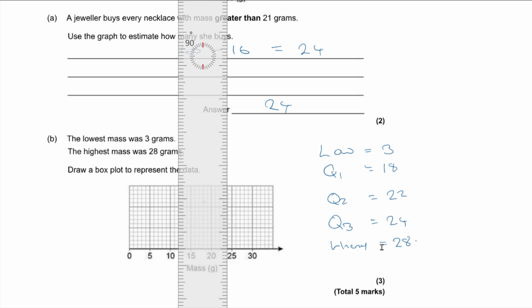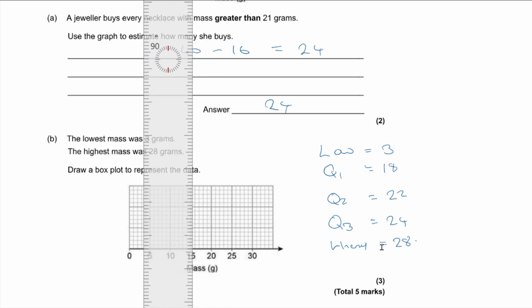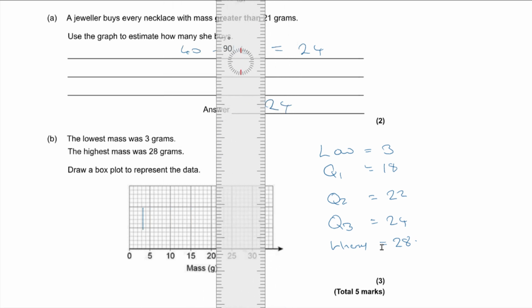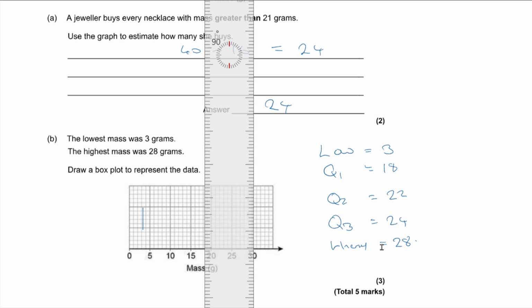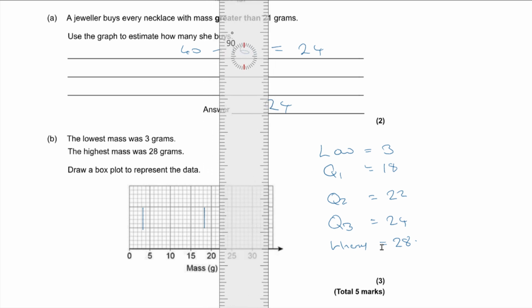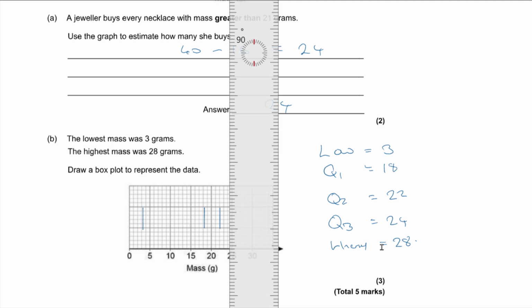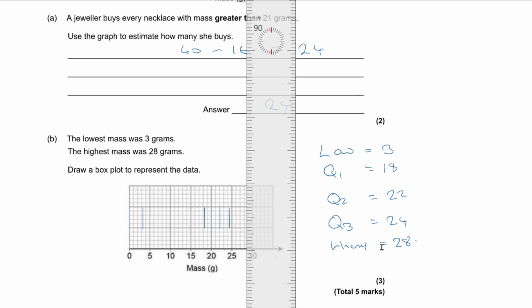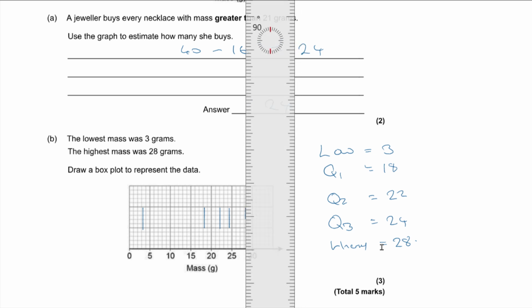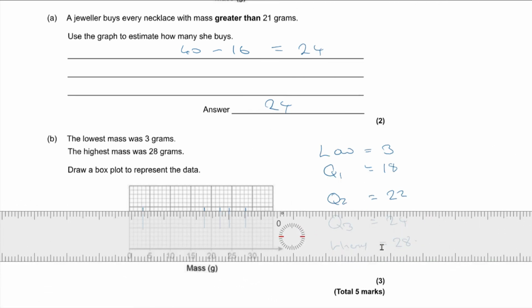Okay, so I'm going to have a line at 3. I'm going to draw a line at 18. I'm going to draw a line at 22. And a line at 24, and finally a highest value at 28. Right, so then once I've drawn those 5 lines, I'm going to just do some extra lines in here.